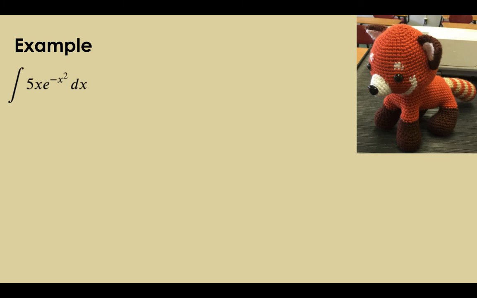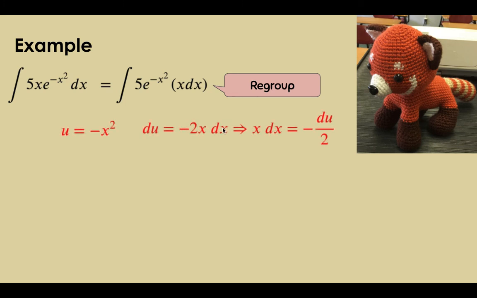We do something a little nastier here. So first thing, I regroup this. I pulled this x to go with the dx because I know the derivative of negative x squared is going to have an x. So I need an x dx when I'm dealing with this derivative. I have a constant in there, but I'll worry about the constant later. If I make u negative x squared, then du is negative 2x dx, or x dx is negative du over 2. So you see, that's why we did that regrouping there. I'm looking ahead. We saw what was coming.